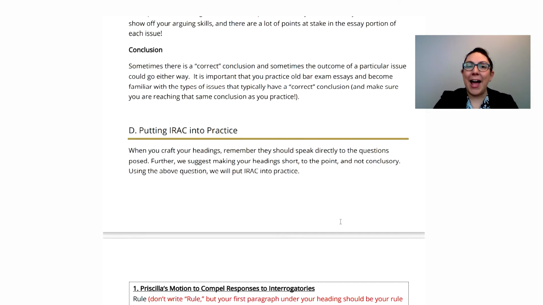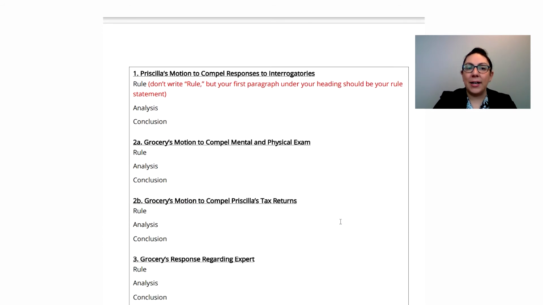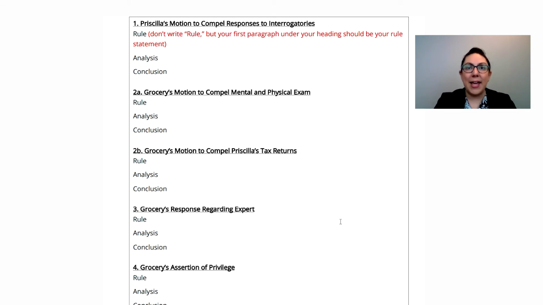So let's put that into practice using that civil procedure question that we looked at. Remember that your headings should speak directly to the questions that they are posing. In that Civ Pro question, they asked 4 distinct questions that we need to address in our answer. So the first thing that I would do to set up my answer is make sure I am clearly addressing every single point that they asked me to address. And it's also a good idea to number your answers so that they can see which portion of your answer corresponds to that particular question. This is going to allow the grader to make sure that you answered all the parts of the question.